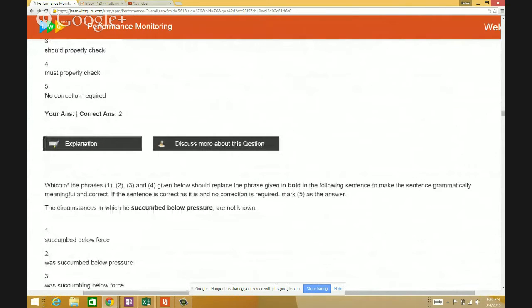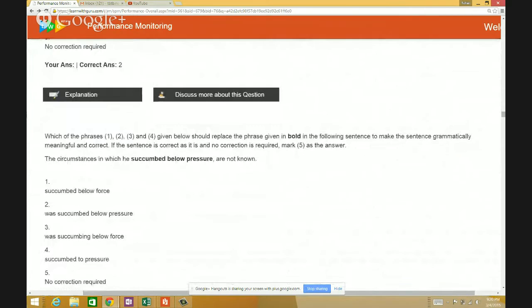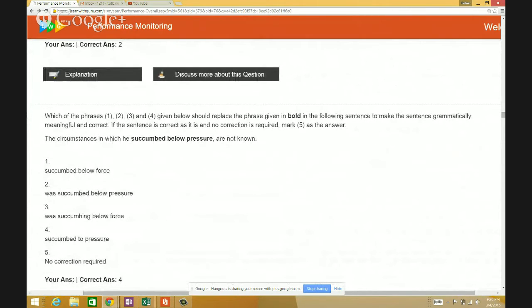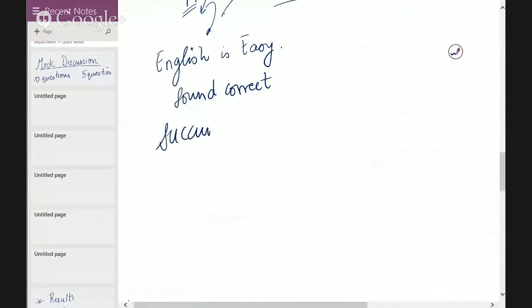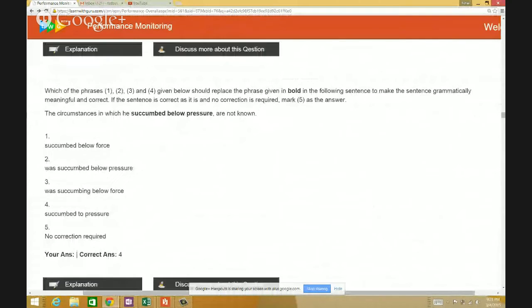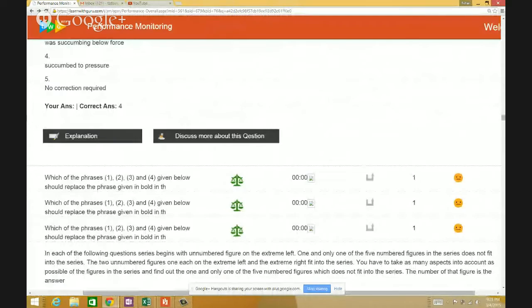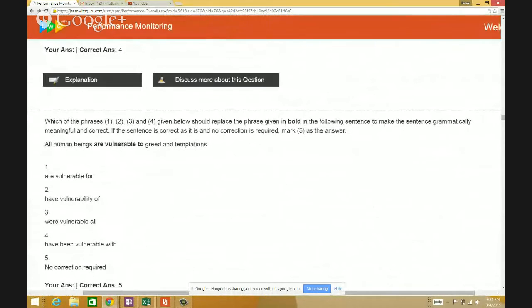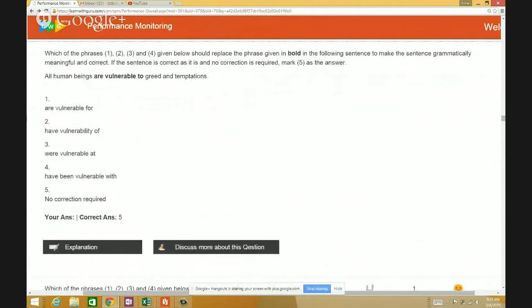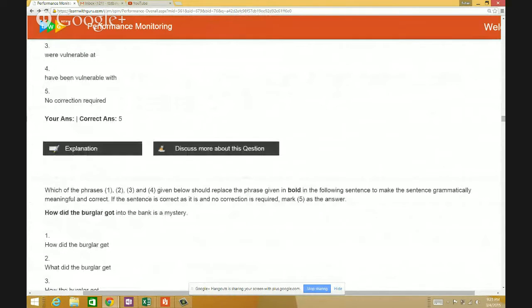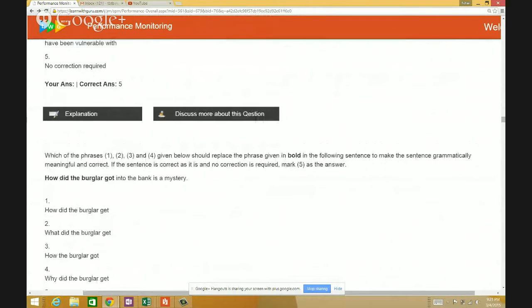Next: the circumstances in which he succumbed below pressure. You don't succumb below pressure, you succumb to pressure. Keep that in mind. You don't succumb under pressure, by the way. Succumb is a word which is followed by "to" all the time. You don't have succumb below, you don't have succumb under, you have succumb to pressure, because succumb is like giving up, so you give up to something. All human beings are vulnerable to, no problem, vulnerable to is perfectly fine. The same thing: succumb, vulnerable is giving up. I'm sure they're not directly synonyms, but the intent is the same.